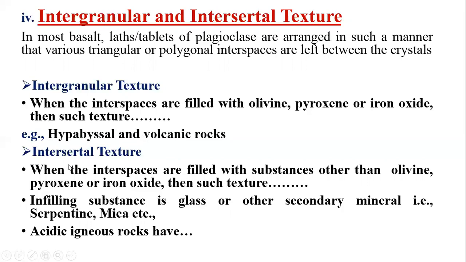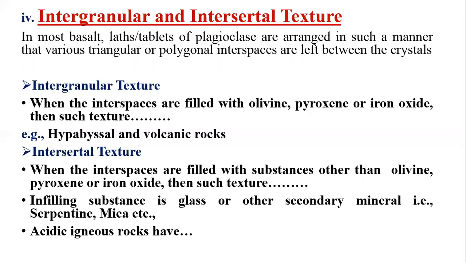While what is intersertal texture? Intersertal texture refers to the texture when the interspaces are filled with a substance other than olivine, pyroxene, or iron oxide. Usually in intersertal texture, the infilling substance is glass or other secondary minerals such as serpentine and mica. Acidic igneous rocks have intersertal texture.